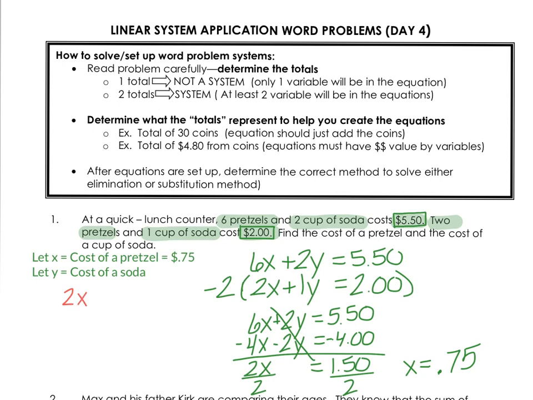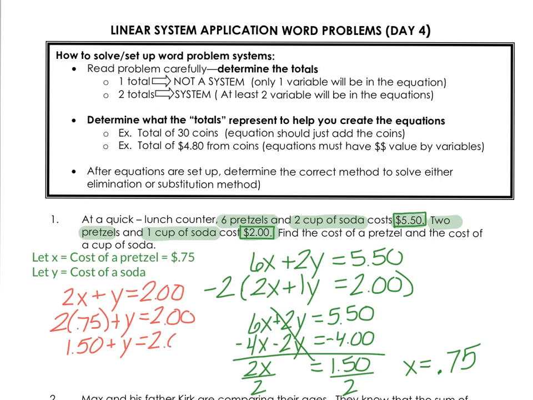I think it's going to be easiest to do the 2x plus 1y, or just plain old y equals $2, because that's going to be easier to solve. So then I have 2 times the 0.75 plus y equals $2. 2 times 0.75 is 1.50, 1 and 5/10 or 150/100ths, plus y equals 2.